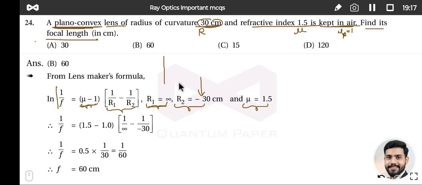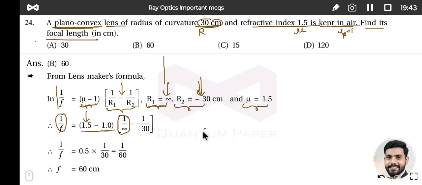Here in the middle a minus sign is there, so to deal with this minus sign we'll take here minus 30. So 1 by f is equal to the refractive index, 1.5 minus 1, inside the bracket 1 upon r1, which is infinity, minus 1 upon r2, which is 30. So minus minus becomes plus 30. So 1 by infinity, which is 0, and 1.5 minus 1, which is 0.5, multiplied by 1 by 30. So 0.5, which is nothing but 1 by 2, into 1 by 30, that is 1 by 60. And this side we have 1 by f.